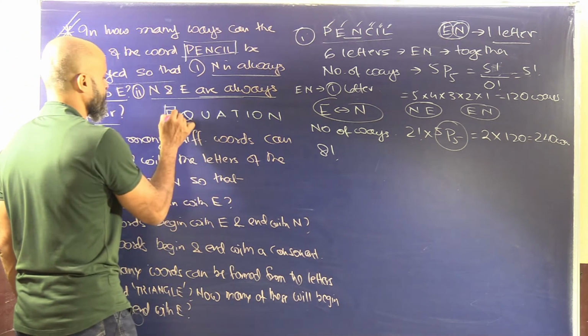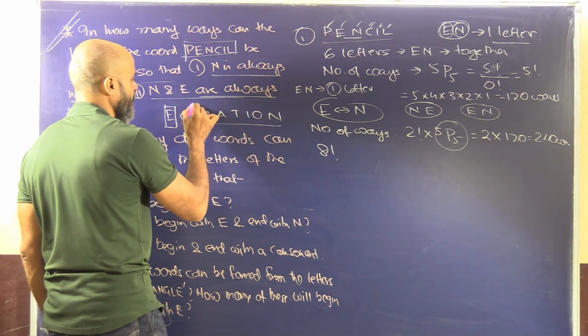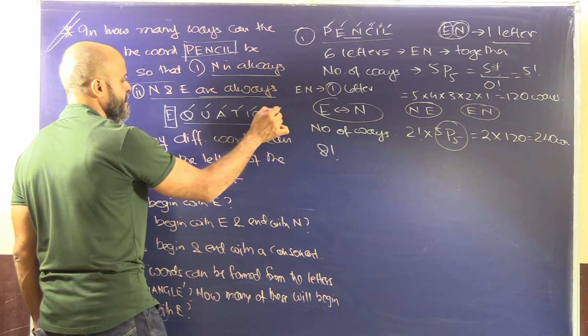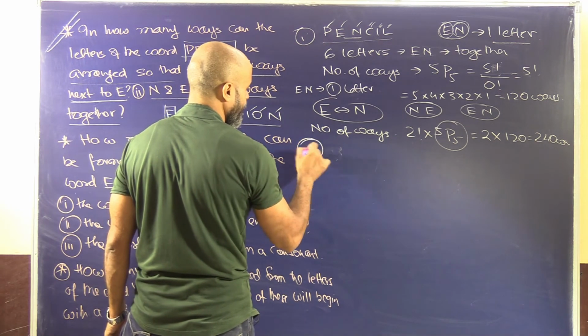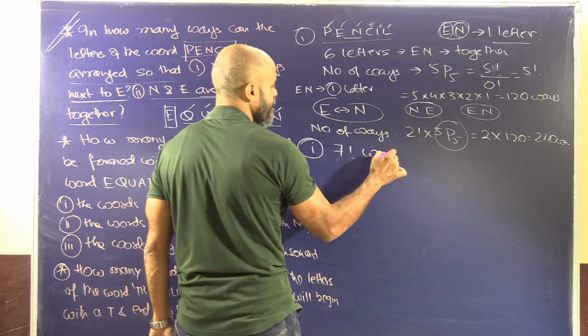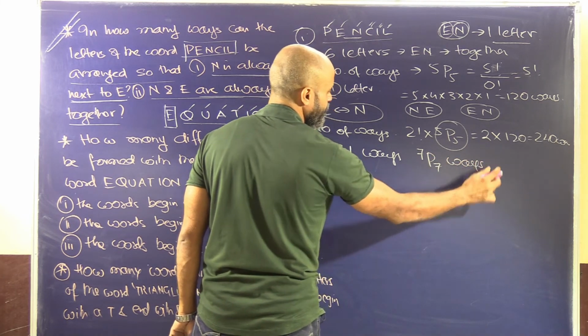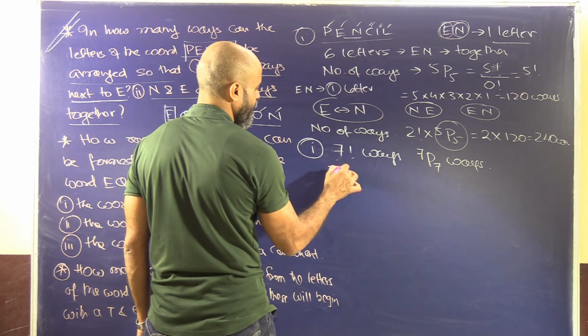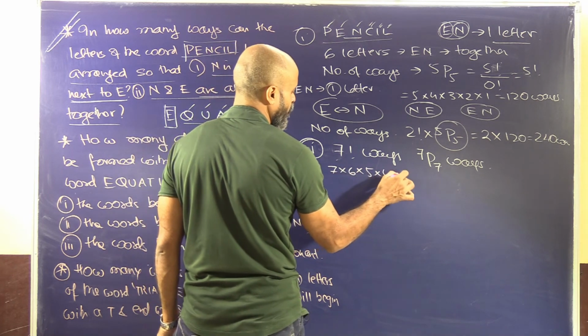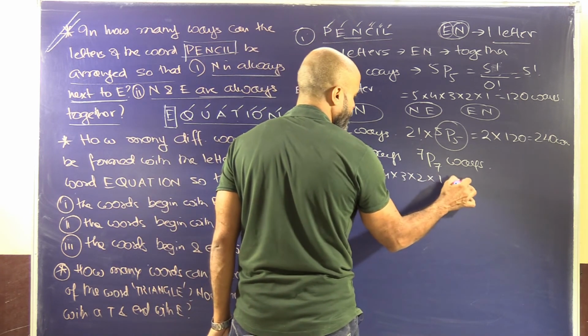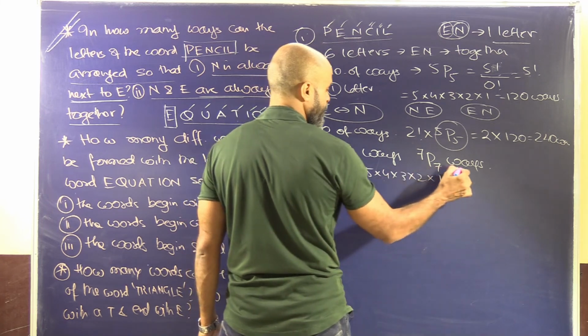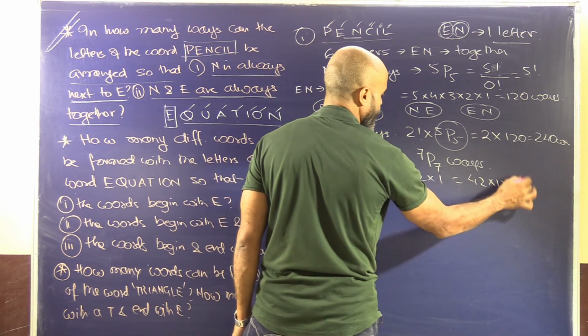So if we fix this place for E, we will be left with 1, 2, 3, 4, 5, 6, 7. So this can be done in factorial 7 ways, or we can say 7P7 ways. Okay, so that will be 7 into 6 into 5 into 4 into 3 into 2 into 1. That's basically 7 6 of 42 into 120, whatever the answer comes to be.